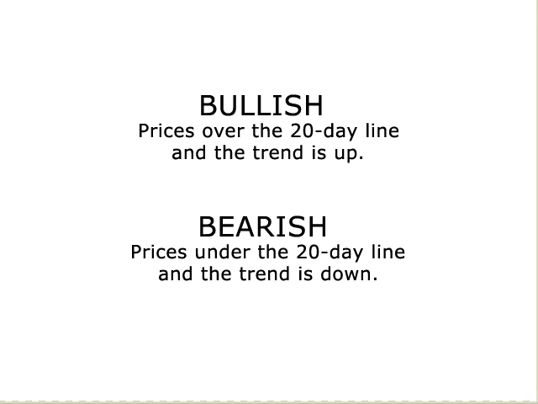So we'd be bullish if prices are over the 20-day moving average and the trend is up, and we'd be bearish if prices are under the 20-day line and the trend is down. These rules are very simple, yet the majority of traders fail to follow them and lose money.